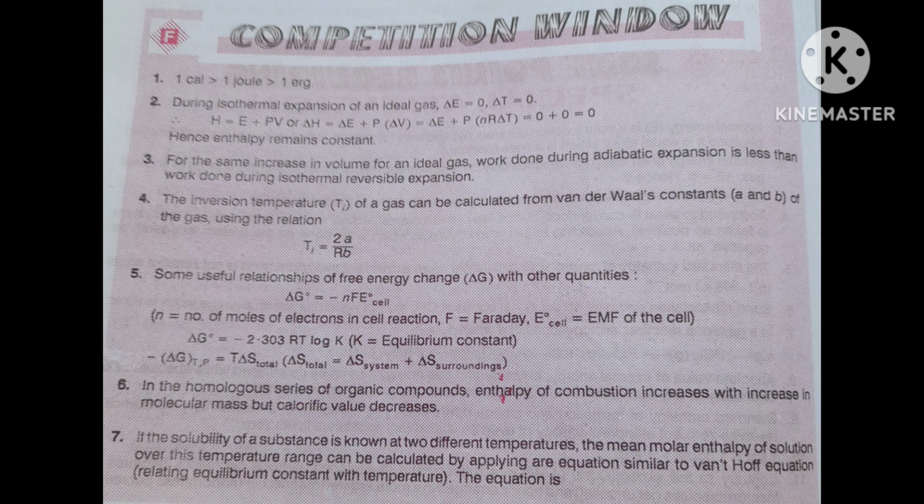Correct? Log C2 upon C1. C2 is known, C1 is known, T1 is known, T2 is known. Then delta H can easily be calculated, because log C2 upon C1 is equal to delta H divided by 2.303 R. R is the gas constant. Its value is also known.